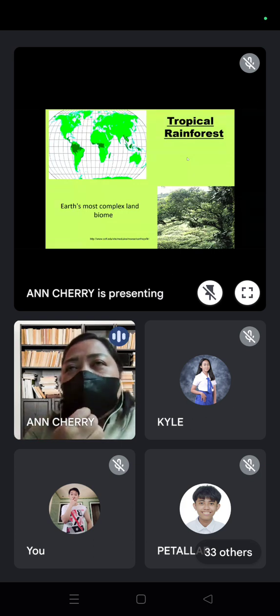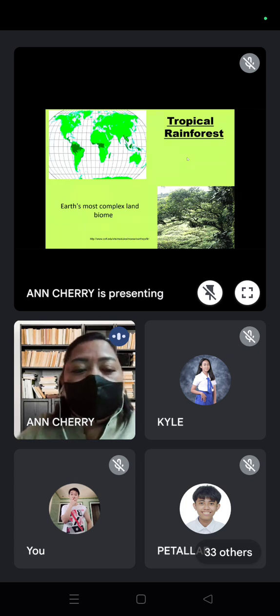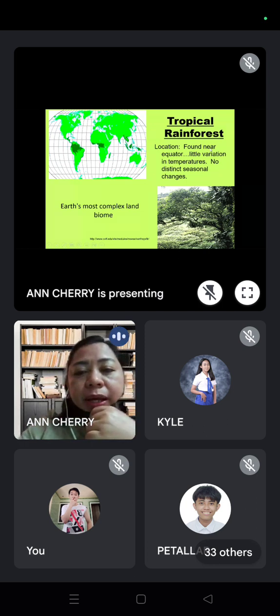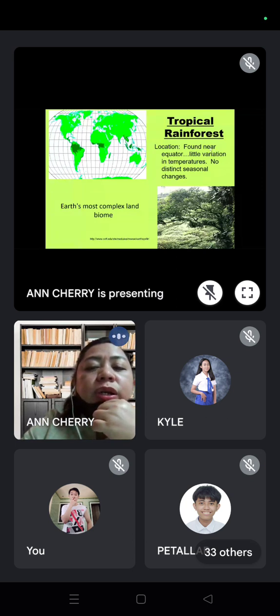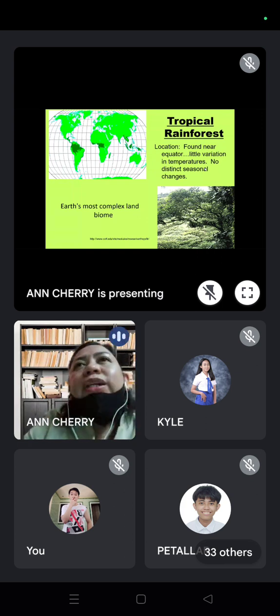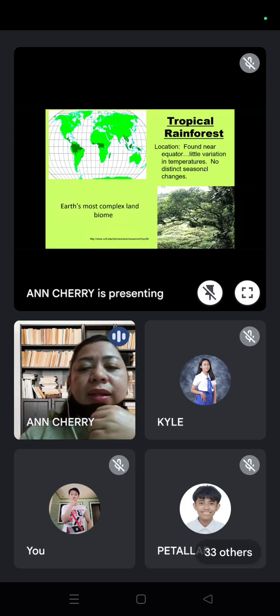So in Thailand, Indonesia, in Malaysia, in Brunei, no? So their forest is called a tropical rainforest. Okay, so the tropical rainforest is the Earth's most complex land biome. Okay, no, and we are located, no, near the equator. So located siya near the equator, and the temperature, no, has little variation. No? So wala siyang four seasons. Wala siyang winter, spring, summer, and fall. Only wet and dry. So there is no distinct seasonal changes.